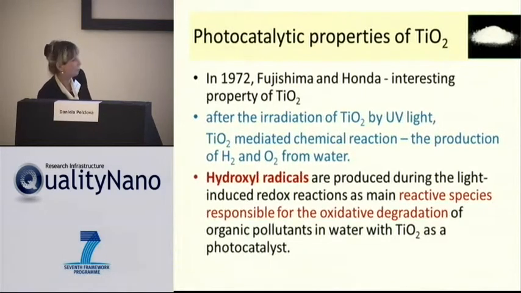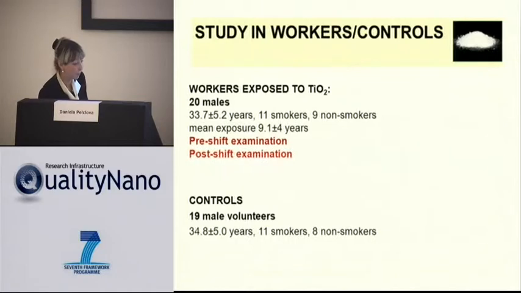It's interesting about titanium dioxide that it causes some previously unexpected effects. After irradiation by UV light, it mediates a chemical reaction, production of hydrogen and oxygen from water. And this effect is also used for degradation of pollutants in water, and hydroxyl radicals, so agents causing oxidative stress, were also proven in these processes.